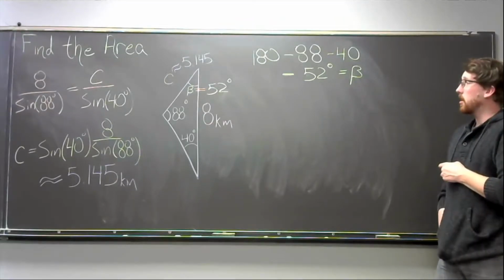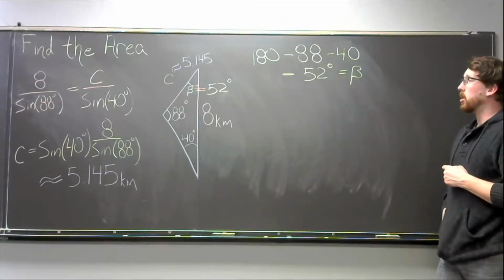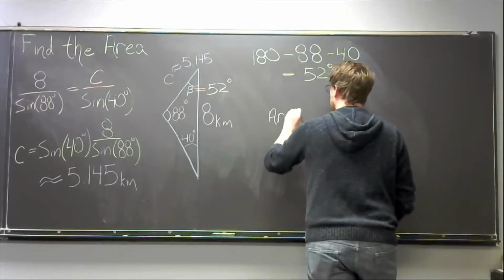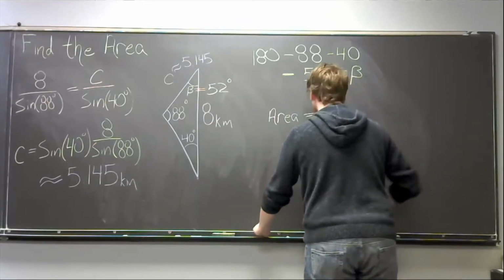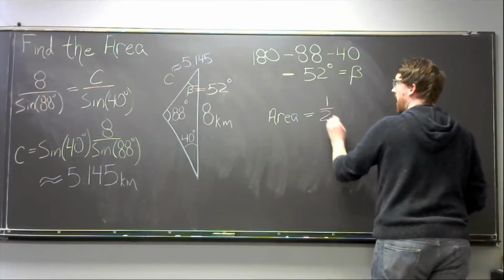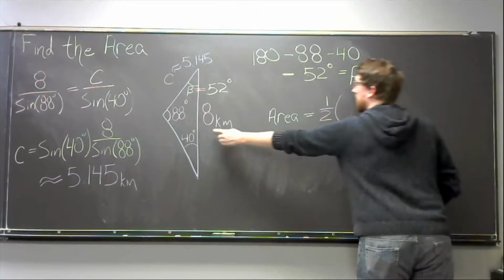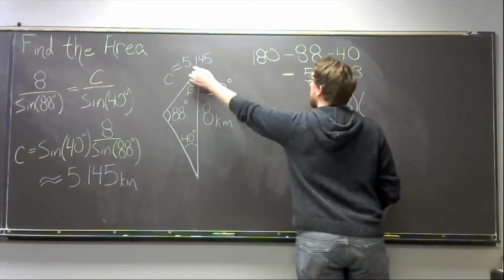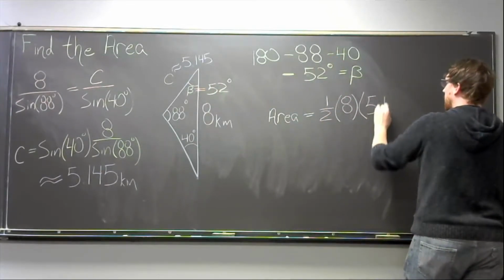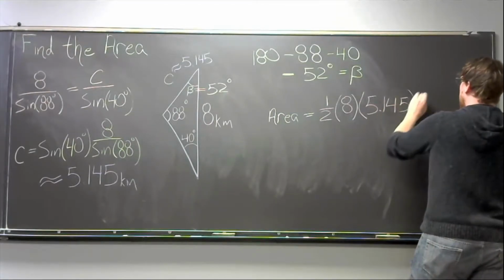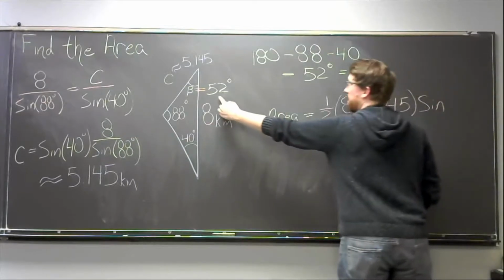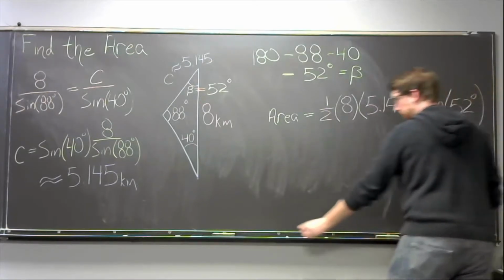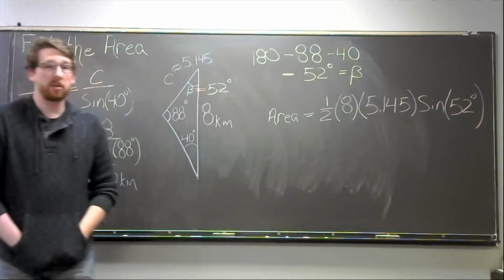Well, if that's the case, then the area of this whole triangle is going to be 1/2 times 8 times 5.145 times the sine of 52 degrees. And that's all there is to it.